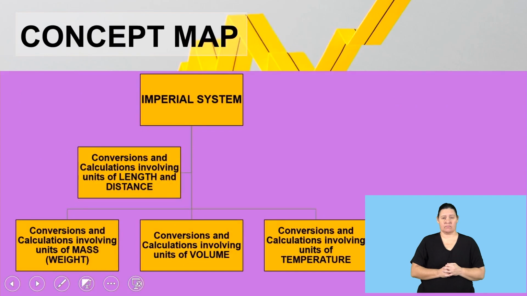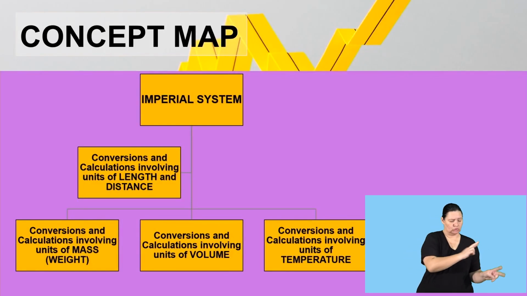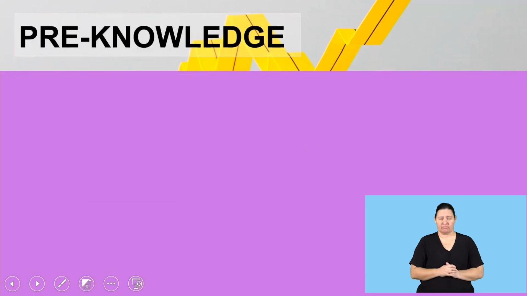Now, in order for us to get through this lesson, let's quickly look at what I will present to you today. As mentioned, we look at the imperial system. Thereafter, we're going to dive straight into conversions and calculations involving units of length and distance. Thereafter, we look at weight, then volume, and then we're going to look at conversions and calculations involving units of temperature.